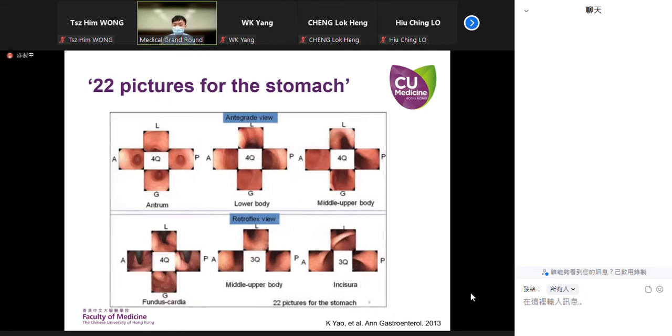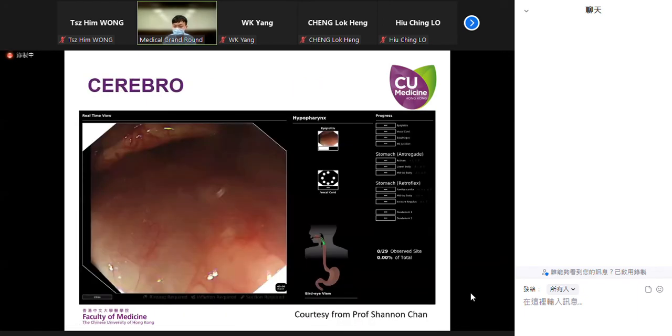So this is the systemic screening protocol for the stomach that I mentioned before. There are 22 pictures included for the stomach, including for the antegrade view, 4 images from the antrum, the lower body, and also the middle upper body. And on the retroflex view, we should take 4 images at the fundus cardia level, and also 3 images each from the middle upper body and also the angular incisura.